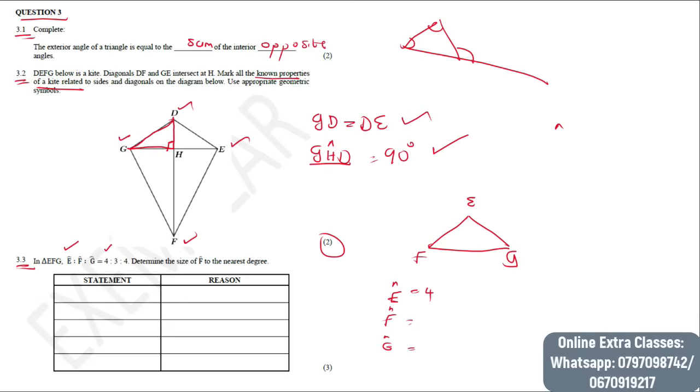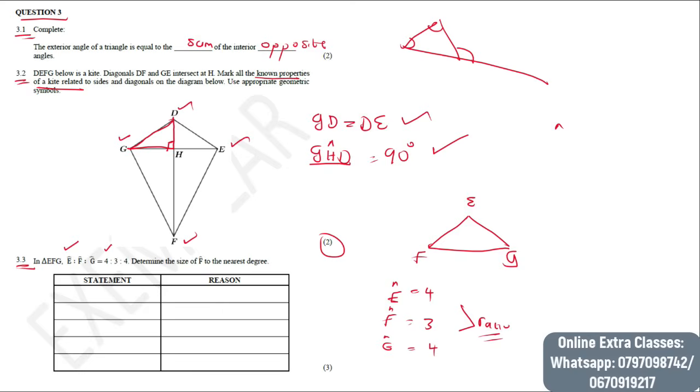And then secondly, they spoke about angle F. So it means that angle F will be 3, and then angle G will be 4. So these are the ratios. So I will show you that if you are given such ratios, how do you solve? How do you solve moving forward?